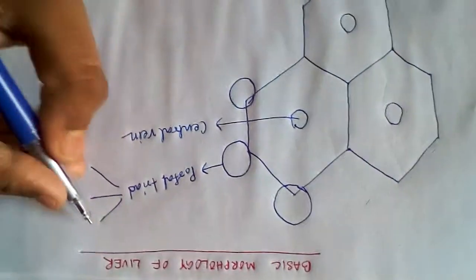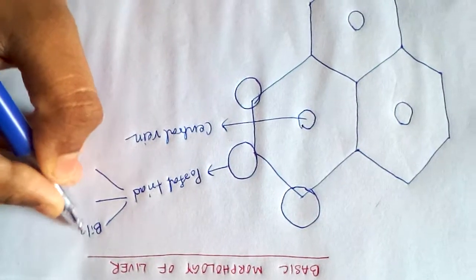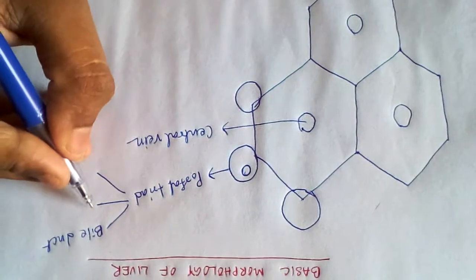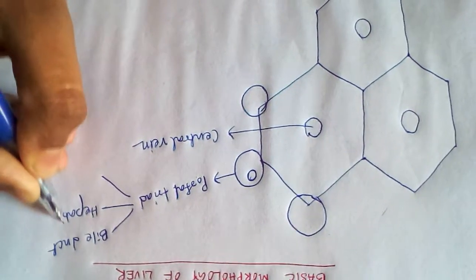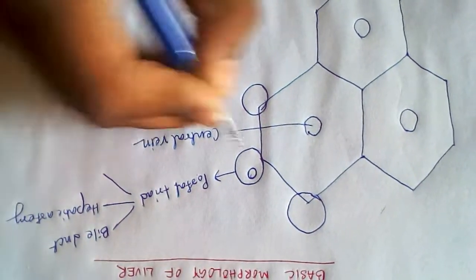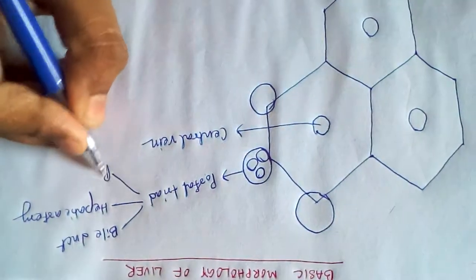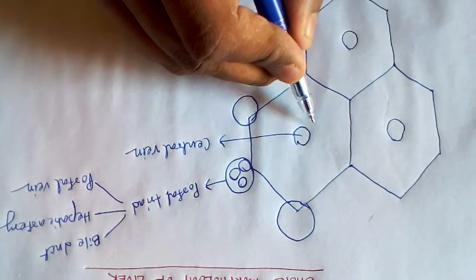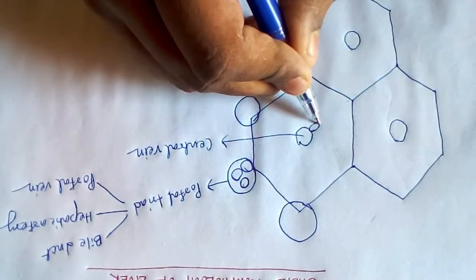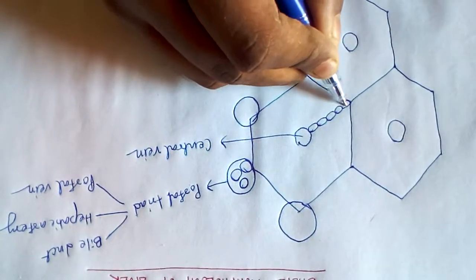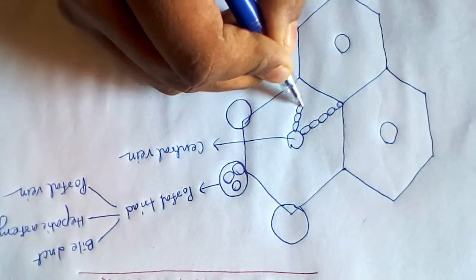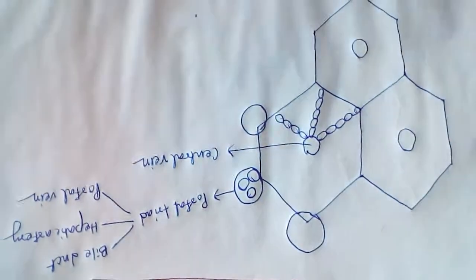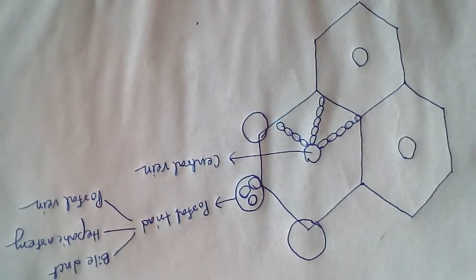Now what are the contents of the portal triad? The contents of the portal triad are the bile duct first, then the hepatic artery, and finally the portal vein. Okay, now from the central vein there are radiating groups of hepatocytes. Of course, under the microscope we can't actually see this radiating feature, but in the imagination these are the radiating hepatocytes.